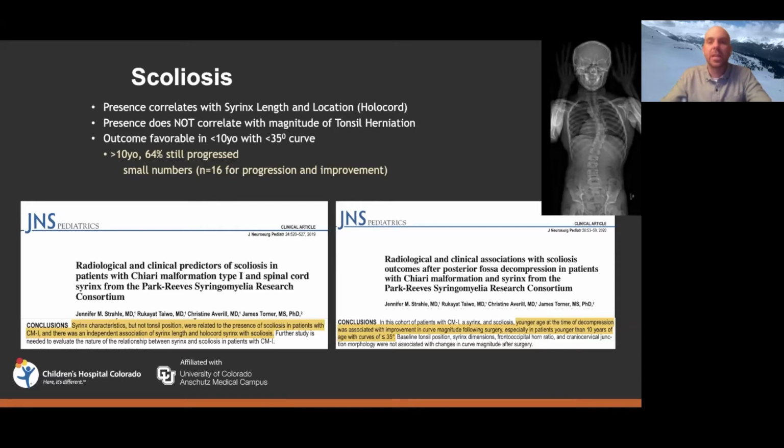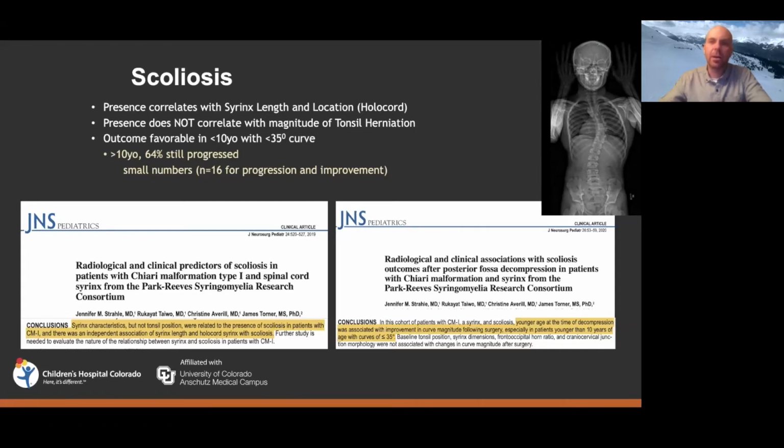And that's something that I think a lot of people had recognized, or at least had an inkling of from their clinical practice. It's very common. We'll see somebody whose tonsillar herniation isn't that impressive, but they have a huge syrinx and a huge scoliosis. And so they were able to generate data that really backed that up. And again, it's another thing that says the actual extent of tonsillar herniation probably isn't the key to what's going on in a lot of these patients.